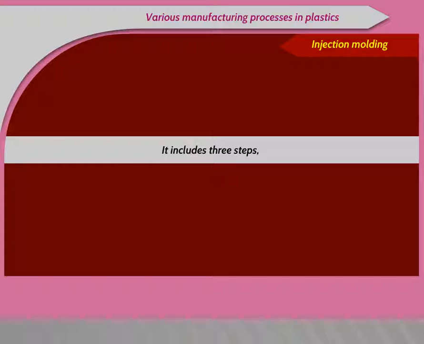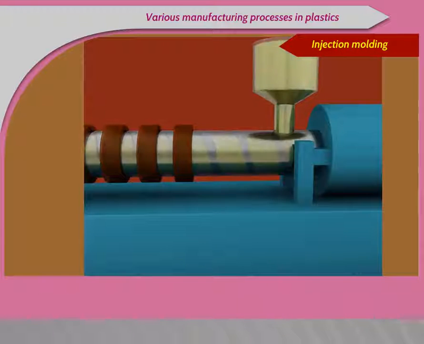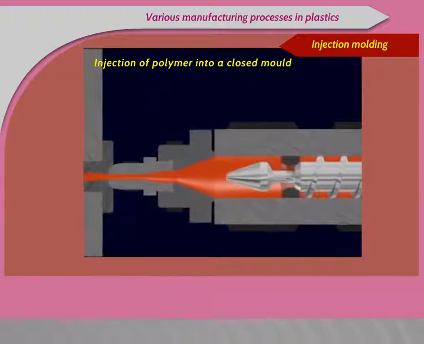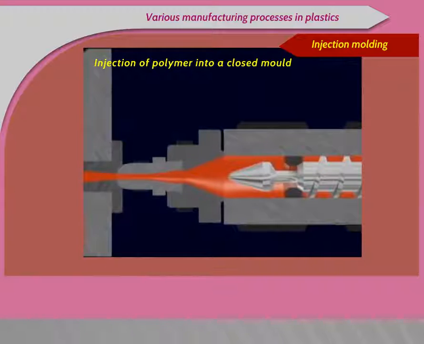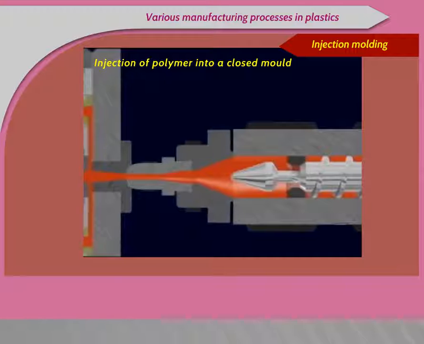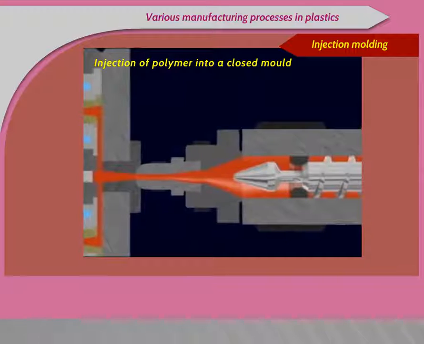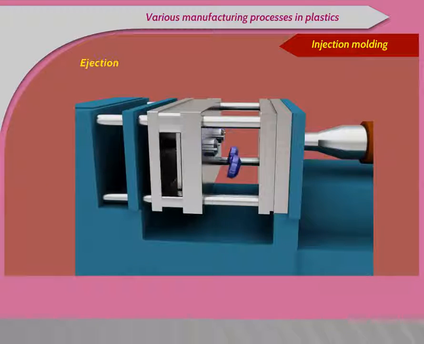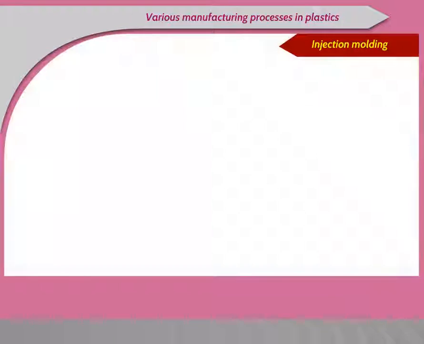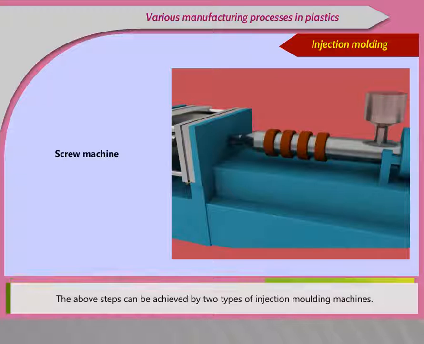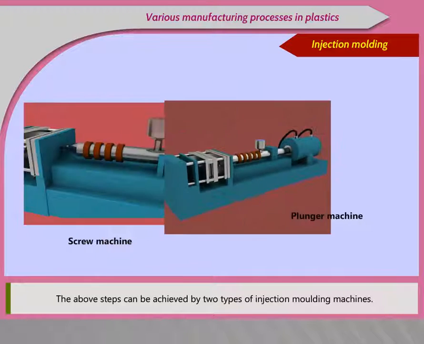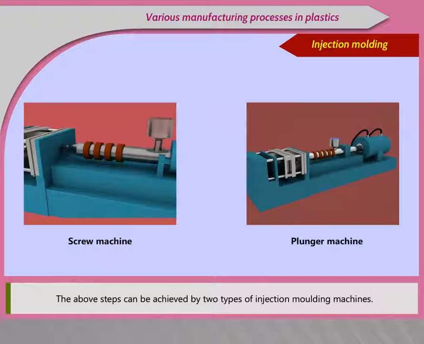It includes 3 steps: melting of the polymer, injection of polymer into a closed mold, ejection. The above steps can be achieved by 2 types of injection molding machines: screw machine and plunger machine.